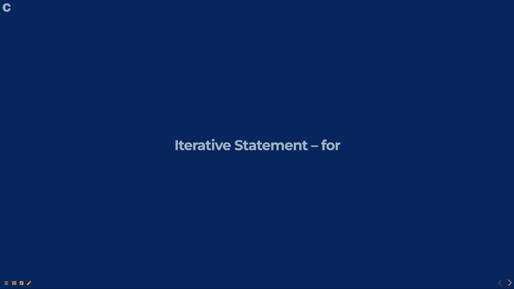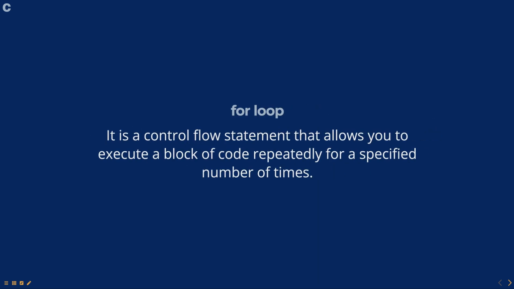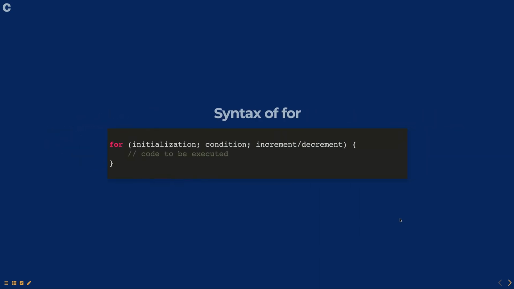Hello everyone. Today we are going to talk about iterative statement, for loop, part of programming in C course. The for loop in C is a control flow statement that allows you to execute a block of code repeatedly for a specified number of times. The basic syntax of a for loop is as follows.